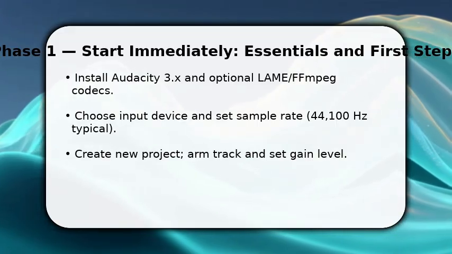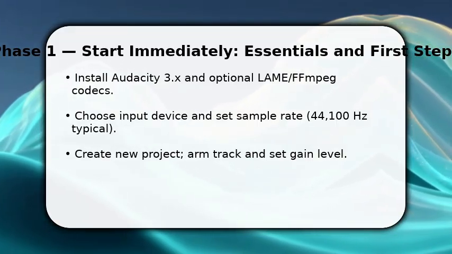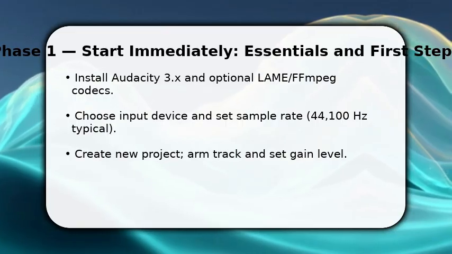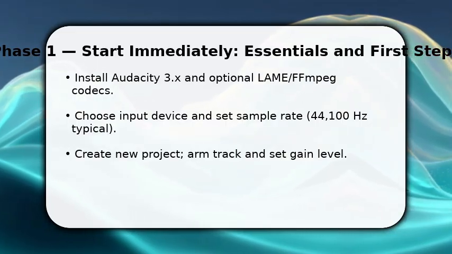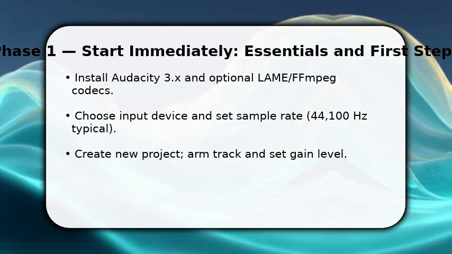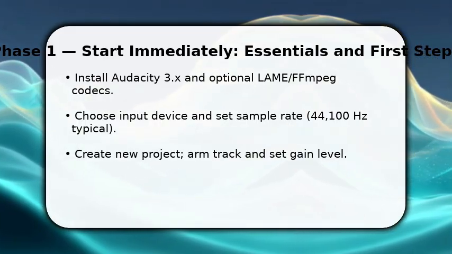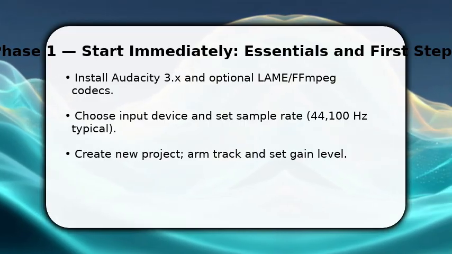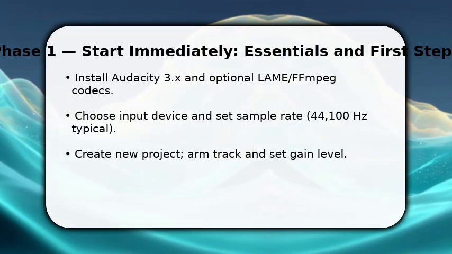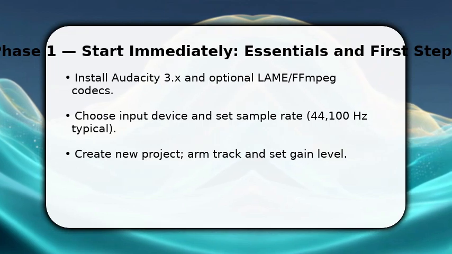Once done, create a new track and arm it by choosing the correct input channel, then set the input gain so peaks sit around -6 dB to avoid clipping. You're doing this now because proper device choice and level set the foundation for clean audio that's easy to edit later. Now press record and keep an eye on the meters.